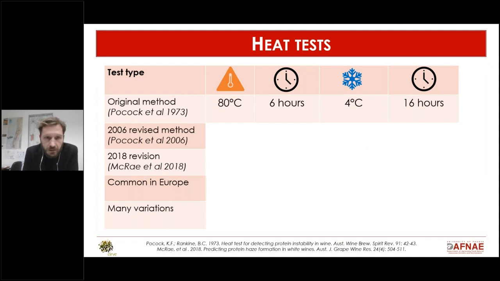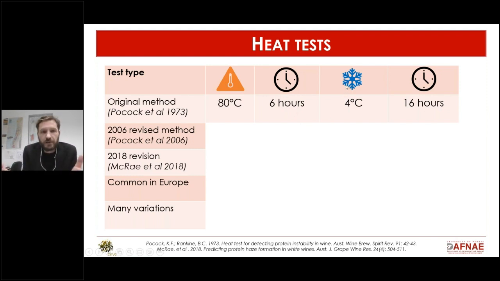The heat test originally came from Ken Pocock, who in 1973 in Adelaide came up with this idea. He came up with the idea that, okay, to destabilize the protein, I need heat, and he decided on 80 degrees, after many tests, for a period of time, and that period was set at 6 hours.